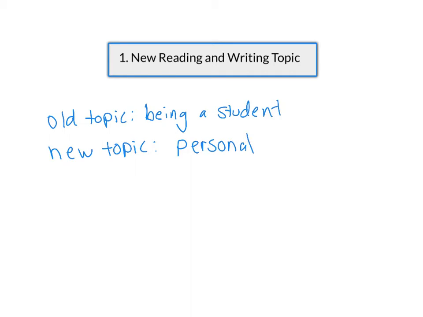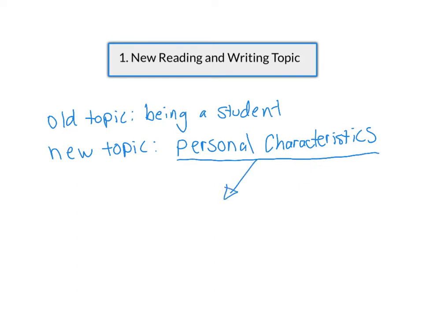personal characteristics. Personal characteristics. So that can really mean two different things. When I say personal characteristics, I might be talking about the way someone looks. Another way to say that is their appearance. Appearance. So looks or appearance, that's one part of personal characteristics.